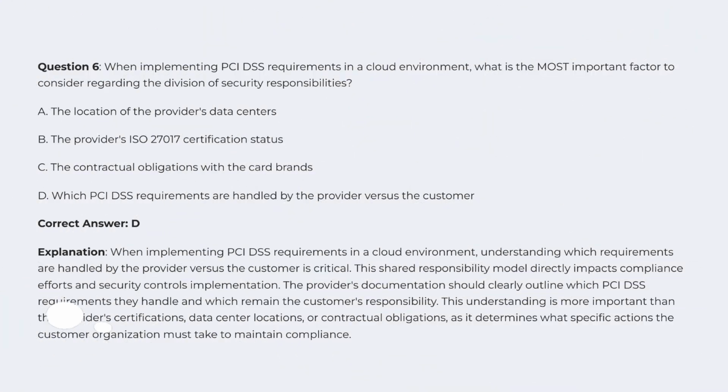Correct answer, D. Explanation. When implementing PCI DSS requirements in a cloud environment, understanding which requirements are handled by the provider versus the customer is critical. This shared responsibility model directly impacts compliance efforts and security controls implementation. The provider's documentation should clearly outline which PCI DSS requirements they handle and which remain the customer's responsibility. This understanding is more important than the provider's certifications, data center locations, or contractual obligations, as it determines what specific actions the customer organization must take to maintain compliance.